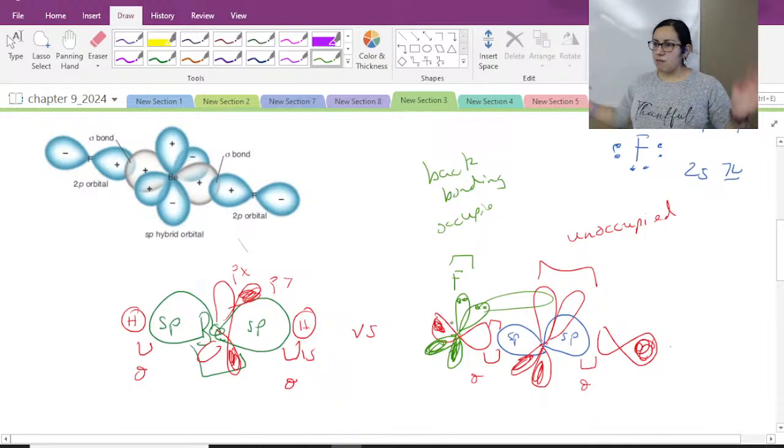Anytime you have p orbitals, they can interact with empty orbitals. Like I said, your textbook didn't go into this, but that's where higher levels of chemistry go. But even at our intro level of chemistry, we can still get a lot of that information, and I want you guys to be thinking about that.